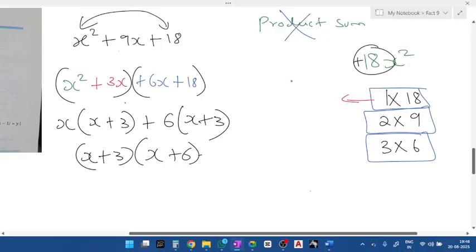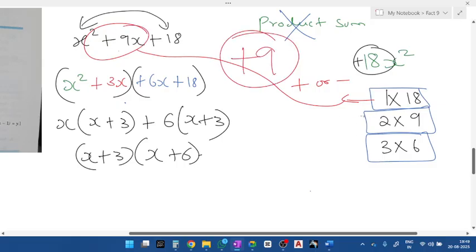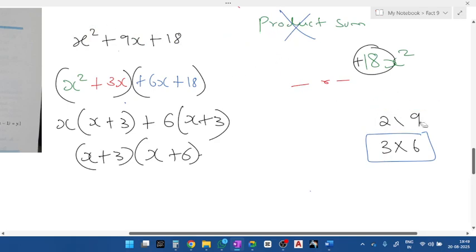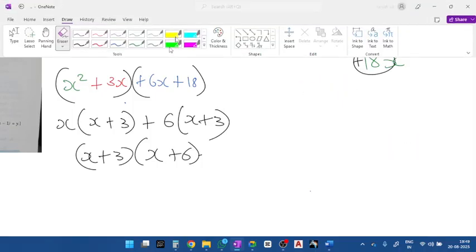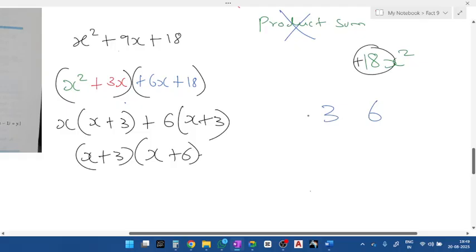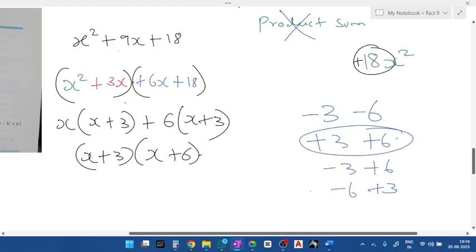When you add or subtract, what should you get? When you add and subtract, you should get plus 9. So which combination will give plus 9? In 3 and 6, now take 3 and 6. Just put minus for both, plus for both: minus 3 minus 6, plus 6 plus 3, and check which combination will give positive plus 9. The second one. So that's the answer. You have to split.